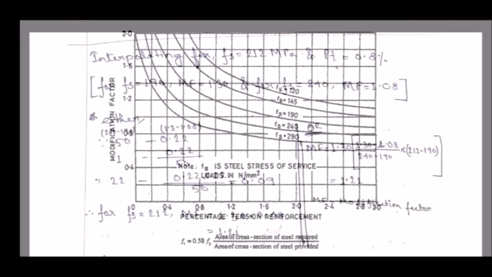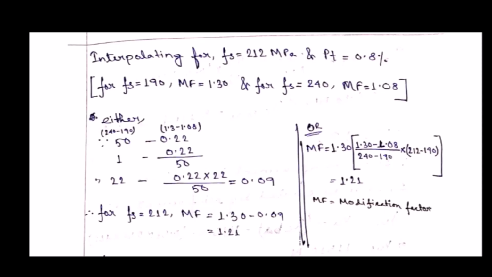So let's go to the note and check the value for 240 and 190. What is the value of modification factor from this graph? Okay, so we find the value of modification factor is 1.3 for Fs 190 and percentage of steel 0.8, and the value of modification factor is 1.08 for Fs 240 and percentage of steel 0.8. So Fs 212 lies between Fs 190 and Fs 240. So let's interpolate and find the value of modification factor for Fs 212.